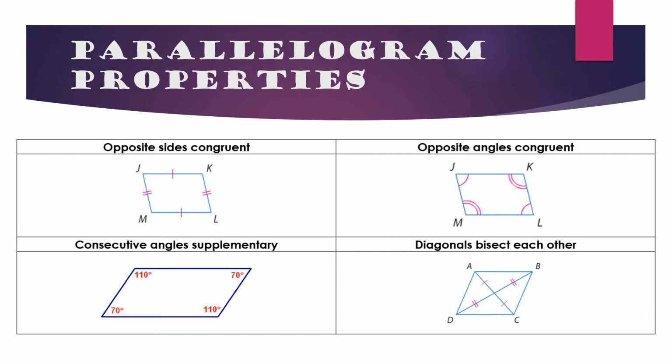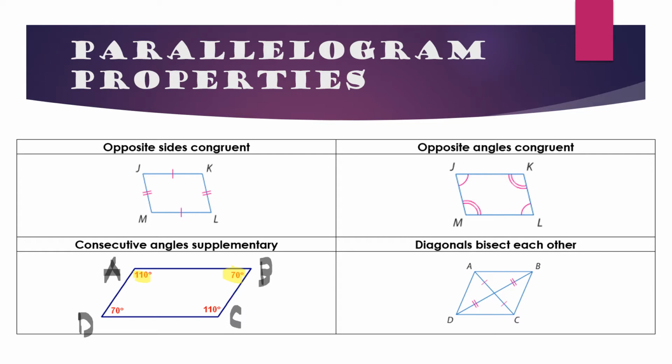The next property for parallelograms is that consecutive angles are supplementary. Consecutive angles are the angles next to each other. So these aren't labeled, but I can label them real quick. A, B, C, D. Angle A and angle B are consecutive angles. Or angle B and angle C are consecutive angles. Angle C and angle D are consecutive angles. And A and D are also consecutive angles.